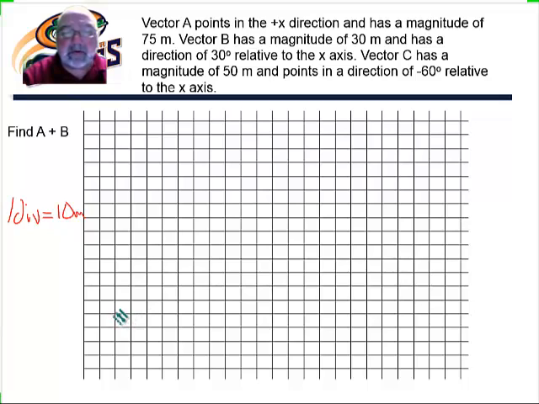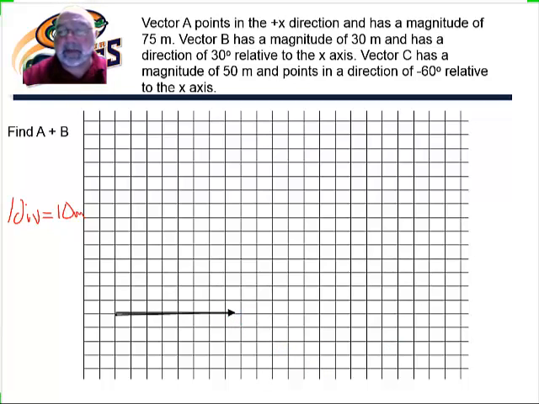Okay, so I'm going to just pick a place here where I think things will fit. I'm going to go over 10, 20, 30, 40, 50, 60, 70, 75 meters. Make sure I put a point on it. I'm going to draw over that again. Okay, so that's vector A. Now we're going to do vector B. It's 30 meters at an angle of 30 degrees relative to the x-axis.